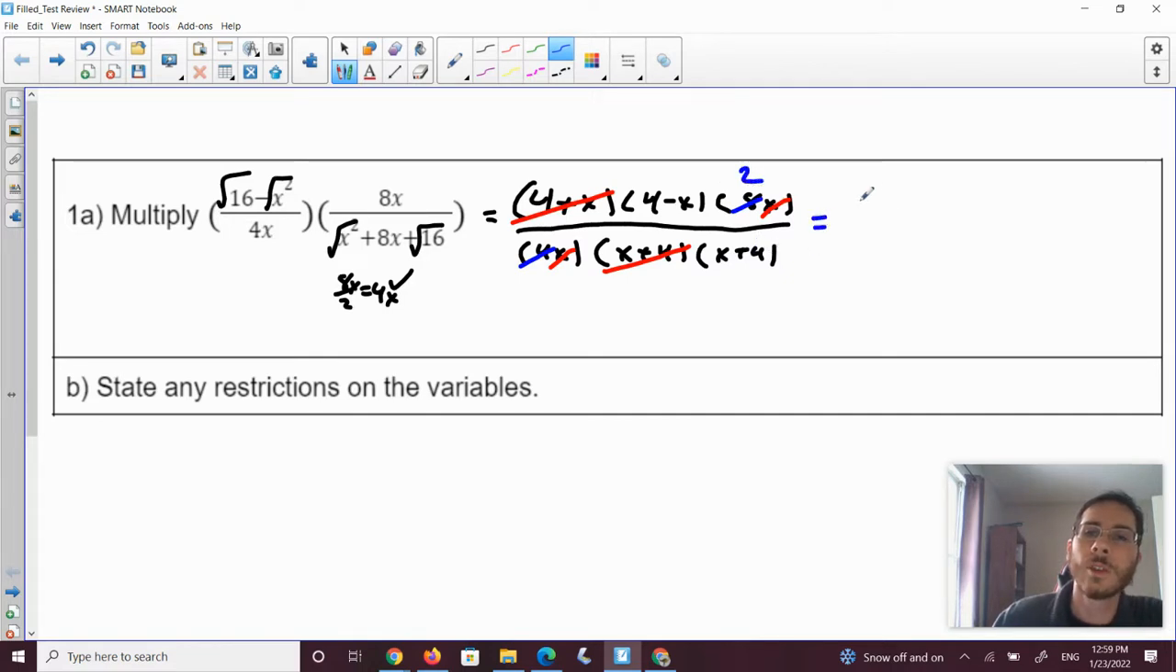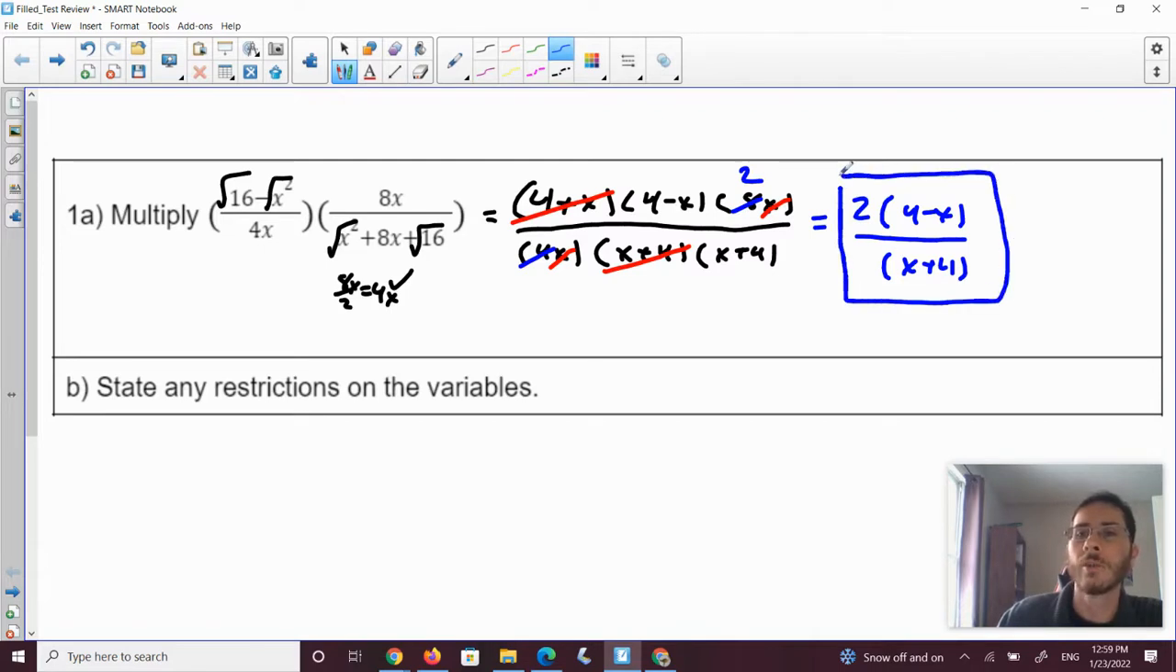So it turns out we're going to get 2 times (4 minus x) over x plus 4. And that's about it. Nothing else is going to cancel out. We can leave our answer like this. If you really wanted to, you could make it look a little nicer. You could factor out a negative sign and make it x minus 4 over x plus 4. But I'm pretty happy if you can get it to here. That shows that we've multiplied correctly.